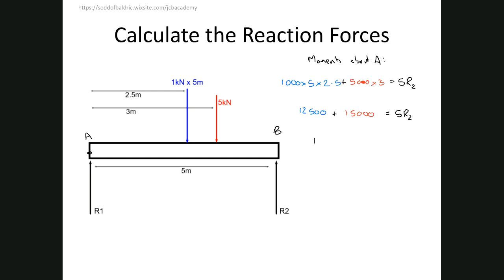And so R2 is equal to 27,500 divided by 5, and so R2 is equal to 5,500 newtons. Double underlining. So those are our two reaction forces. That's the first part of this task done. What we then need to do is draw a bending moments diagram from this. So what I've done is I've plotted this now on graph paper, and you need the bending moments diagram.